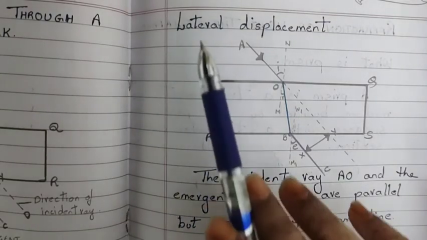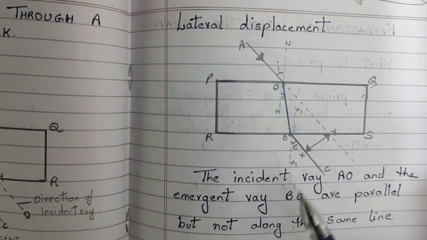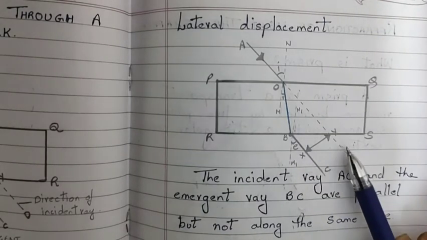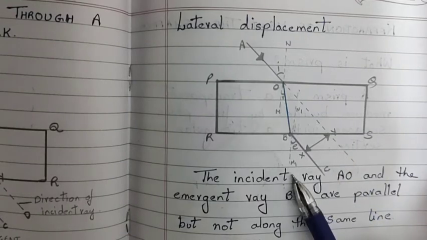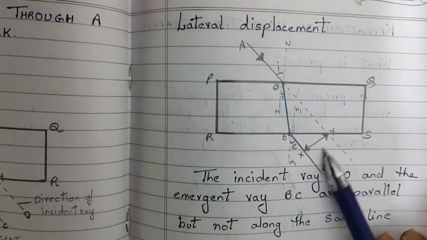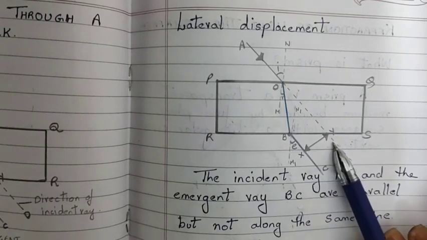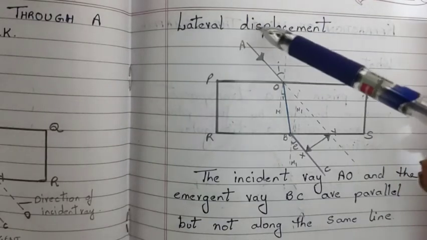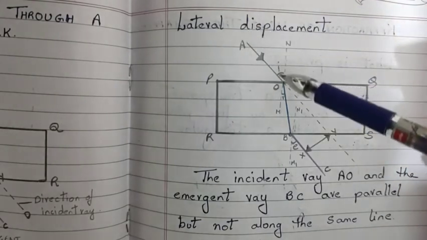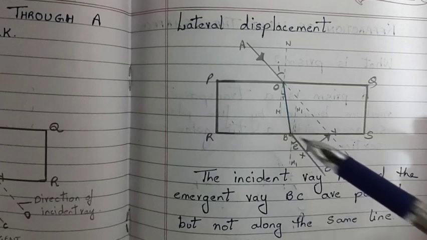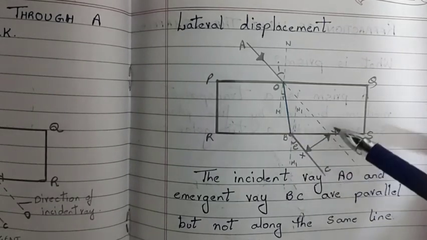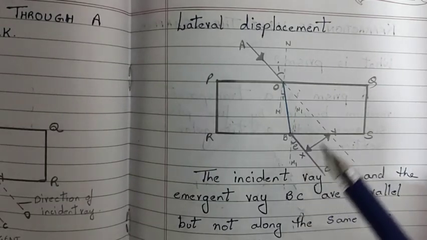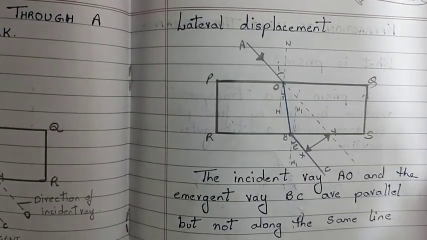Now let us understand lateral displacement. As I said earlier, the perpendicular distance between the direction of incident ray and the emergent ray is lateral displacement, that is XY. Here the incident ray AO and the emergent ray BC are both parallel to each other, but both are not along the same line. They are just parallel to each other.